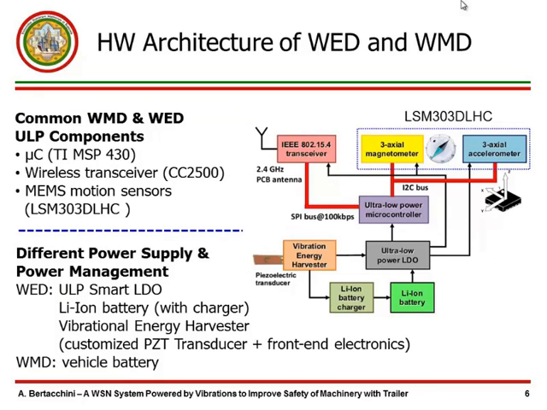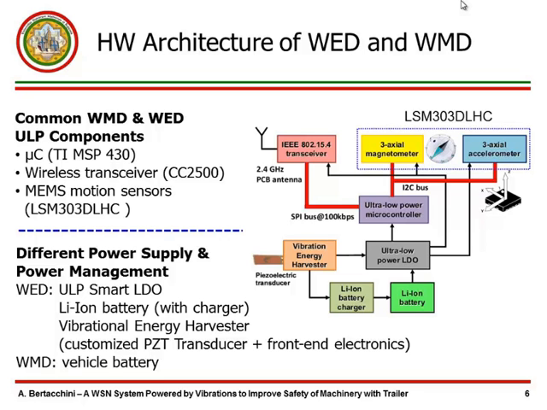This is the architecture of the two implemented devices. In particular, as you can see, they share some common ultra-low power components, in particular the microcontroller, the transceiver, and the inertial sensor, which includes a 3-axis magnetometer and a 3-axis accelerometer in the same chip. And substantially they differ in the power supply stage and the power management stage.